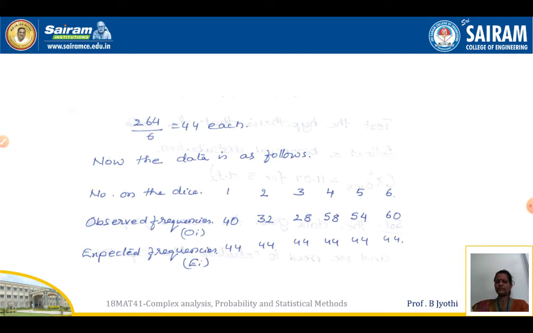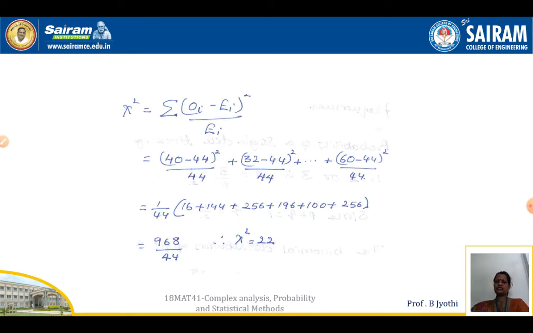So in order to calculate the chi-square, the second row refers to the observed frequency, the third row refers to the expected frequency, and the formula for chi-square is summation (Oi minus Ei) whole square divided by Ei. On calculation, that is (40 minus 44) whole square by 44 plus (32 minus 44) whole square by 44 and so on. If we do this, we get the value of chi-square as 22.